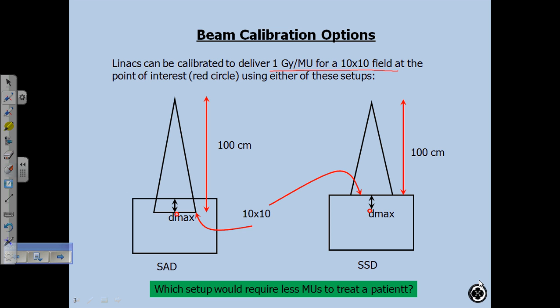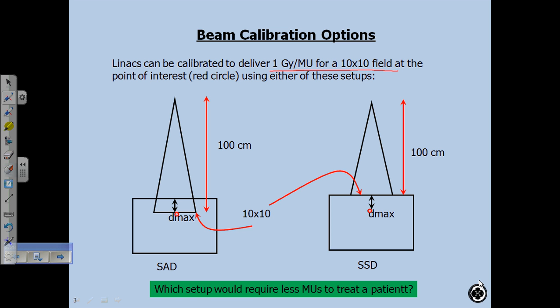So if the dose rate is more here than here, then remember the 1 centigray per MU is inherently in the denominator. Well, now it's going to be like 1.02 instead of 1. All right, so then that means that MU equals dose divided by 1.02 times something. So the denominator is a higher number, which means that the MUs are going to be lower.